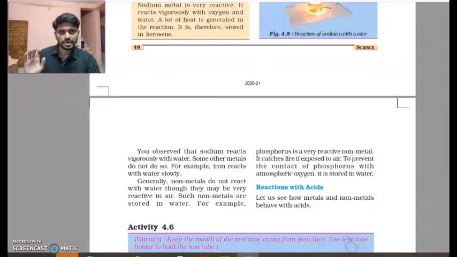So we have checked the chemical reaction of non-metals and metals when we add oxygen to them. Now let us find out what happens when you try to add water to them. Say for example, you are adding water to sodium. Sodium is a highly reactive metal. So it reacts vigorously with water and releases hydrogen gas. But all the metals do not do the same thing. There are certain metals like iron, which do not react as vigorously as sodium does with water.